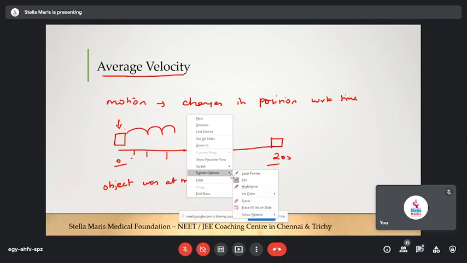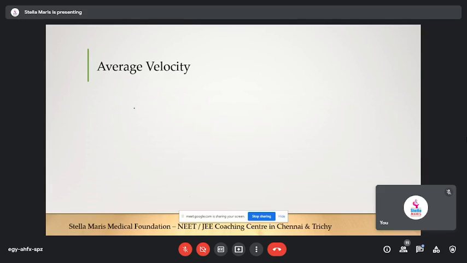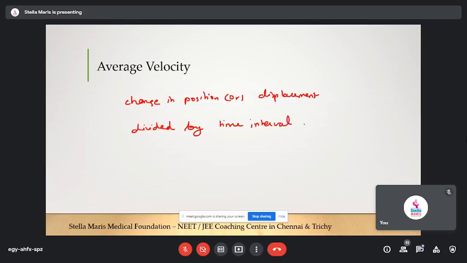Okay, so the average velocity is defined as the change in position or displacement divided by time interval. Change in position or displacement divided by time interval, that is del t. Change in position or displacement, that is del x. So the average velocity can be denoted like this. Okay, the bar over the velocity tells us that it is an average quantity. So that is del x by del t. So this is average velocity.